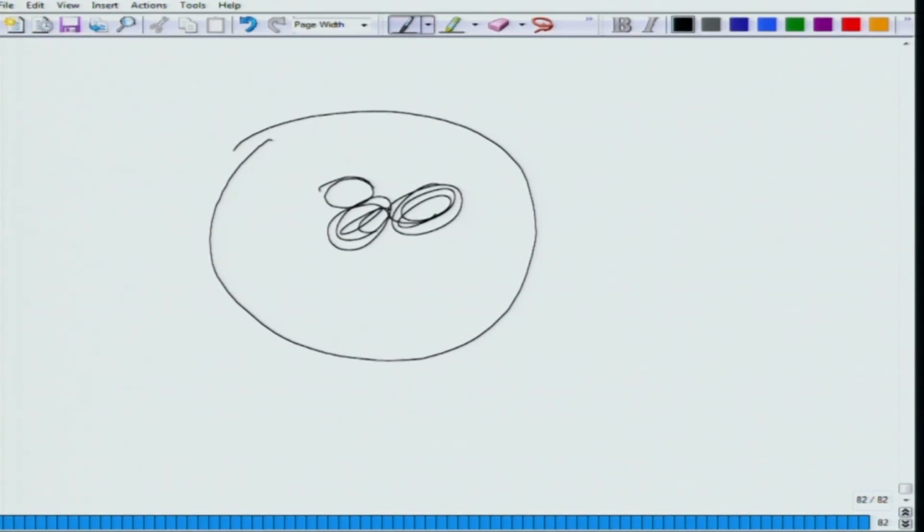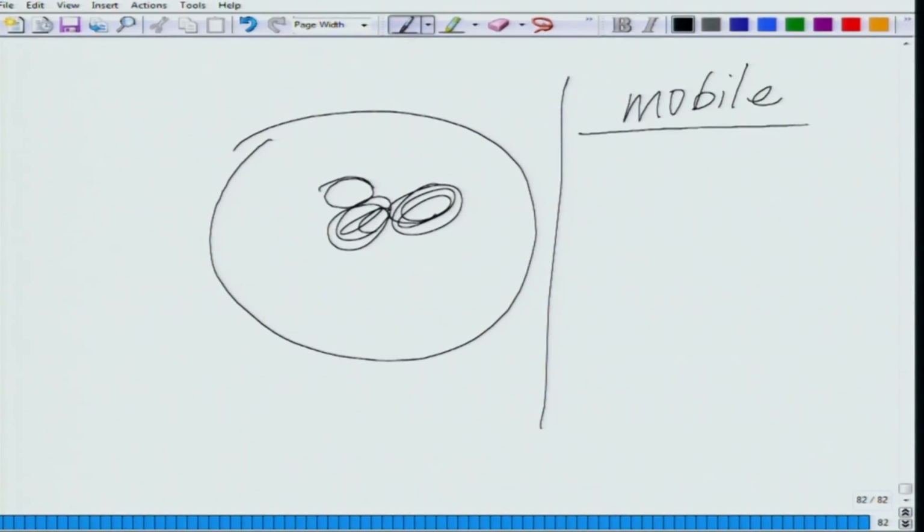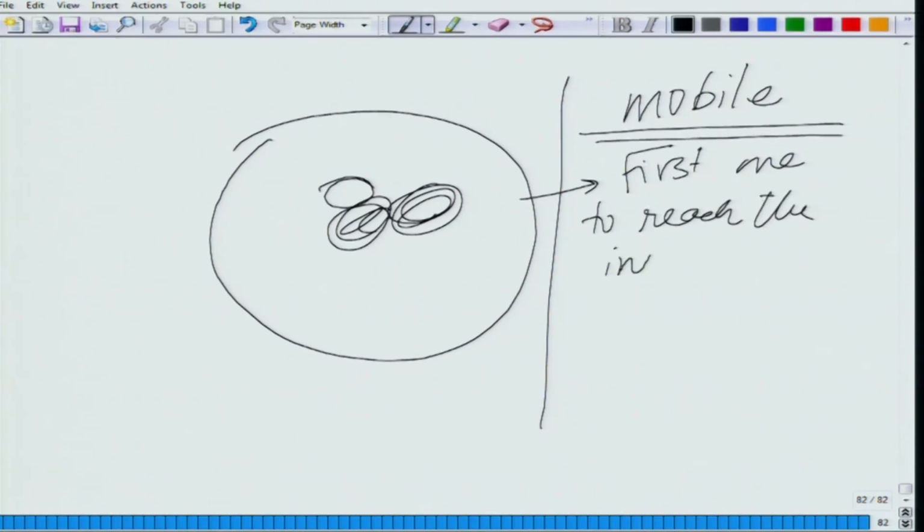Okay. And they have several functions. They are highly mobile, this is one of their features. They are highly mobile in nature, and they are generally the first ones to reach the injury site. So, in other words, they are the first ones to reach the site, and the first thing they do, they engulf all the bacteria.